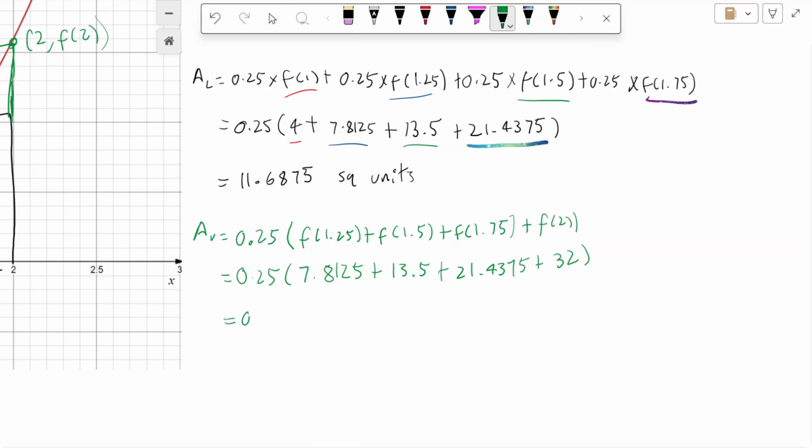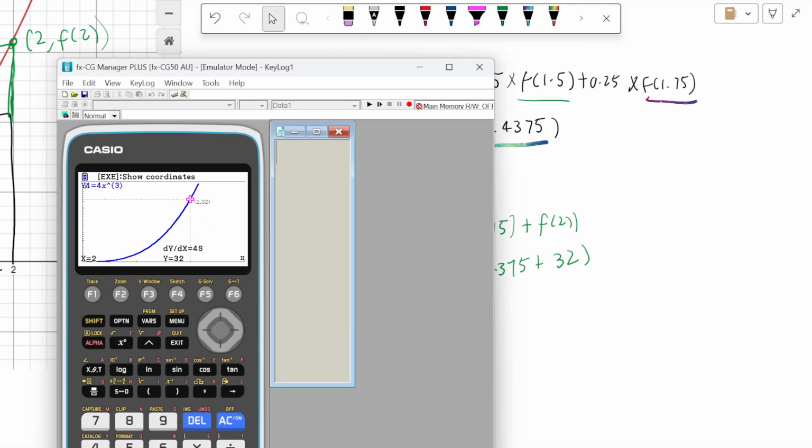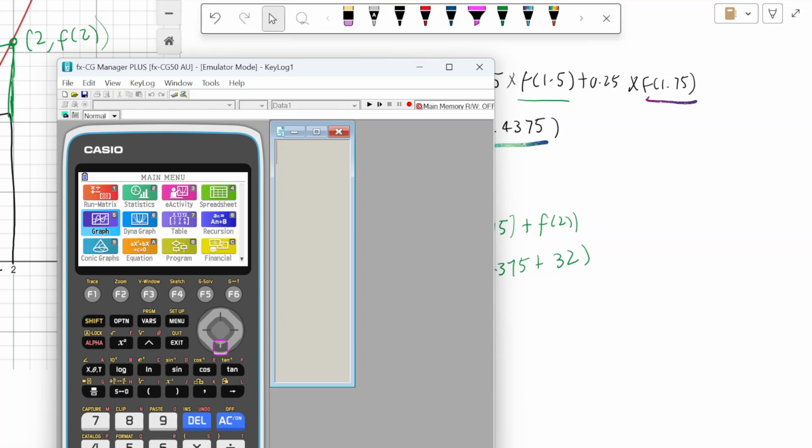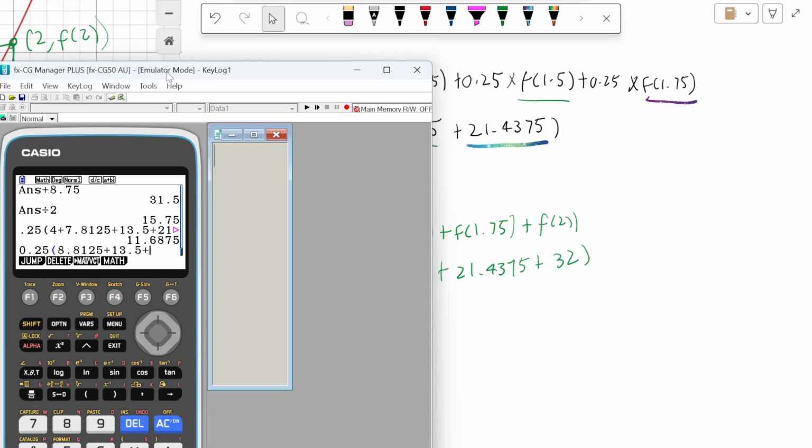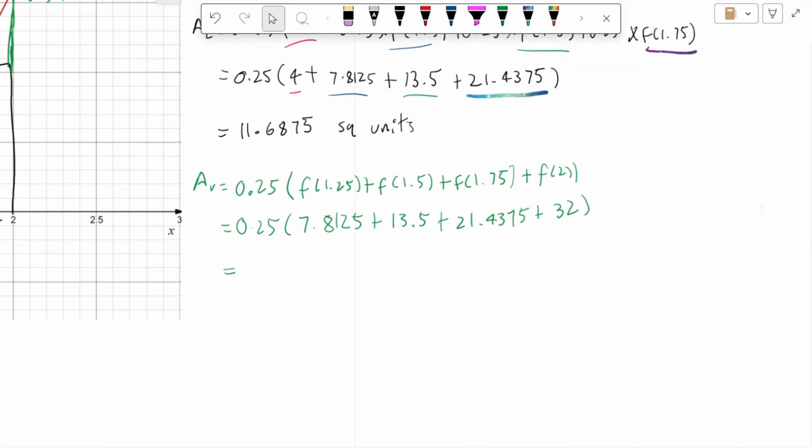So we can work out what this one is. Just chuck the entire thing in the calculator and we'll see what we get. 0.25, 7.8125, 13.5. Next one was 21.4375 and the last one was 32. That gives 18.9375.